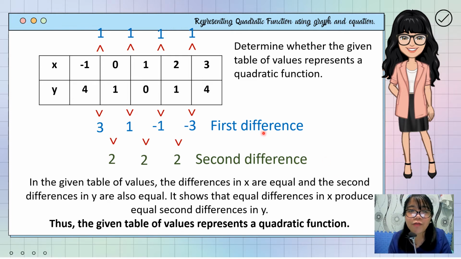Now, what will happen if only the first differences are equal? If only the first differences are equal, then we can say that it is not a quadratic function, but a linear function. So if only the first differences of our dependent variable, which is y, are equal, then we can say that it is a linear function. But if the equality appears in the second differences of y, then we can say the table of values represents a quadratic function.